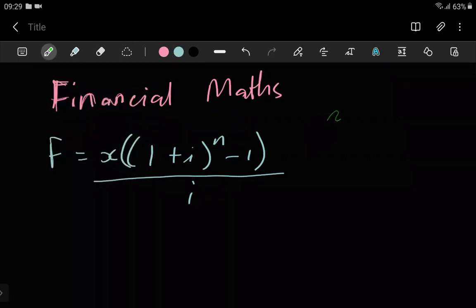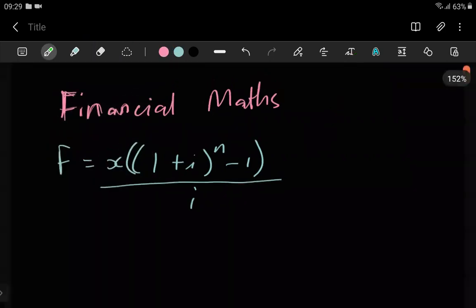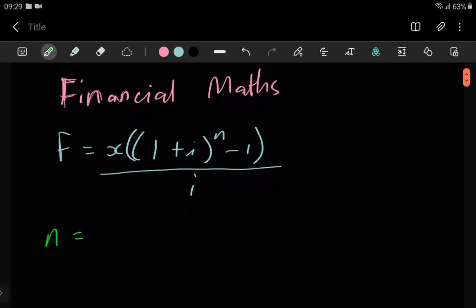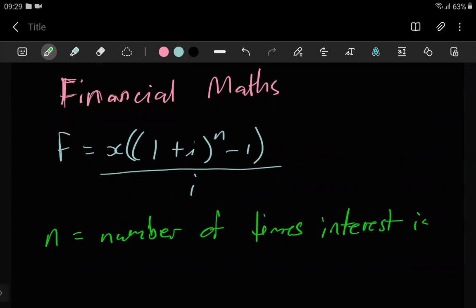i and n are linked in a way. The reason why they are linked is because of the following. n is always equal to years multiplied by something, but let me put it in words first and then I'll break it down later. n, in simple words, is the number of times interest is added. That's literally it.